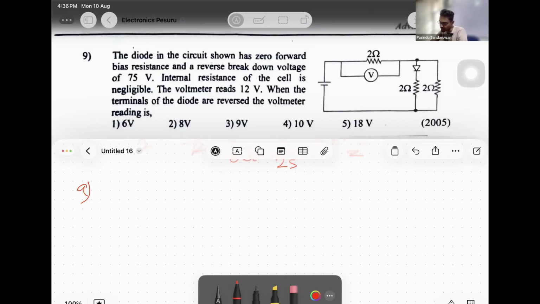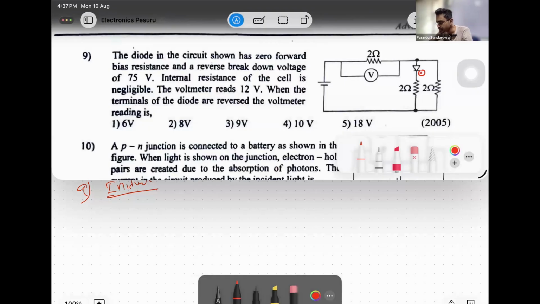Initially the voltmeter reads 12 volts. When the terminals of the diode are reversed, what is the voltmeter reading? Now, in the initial state, if you check, there's no potential difference across the diode. These points are the same. If this is X, this is also X, and Y, Y. Then the two 2 ohm resistors are in a parallel combination, connected across the same points.